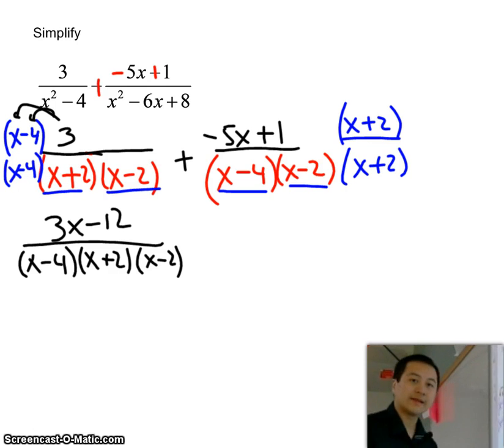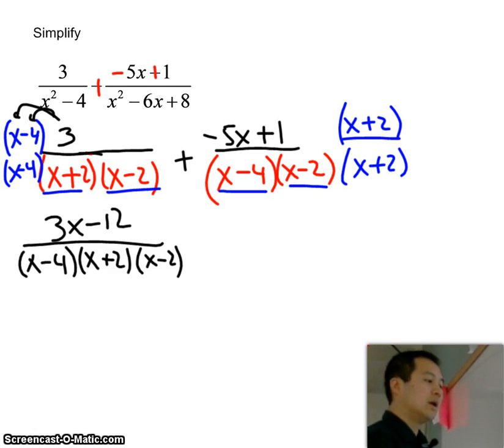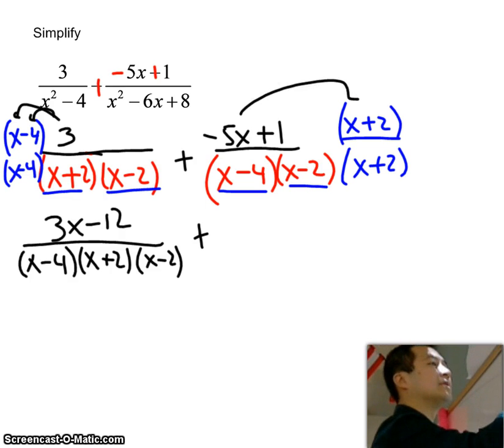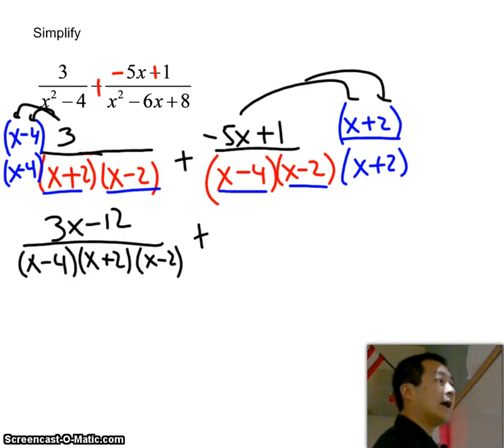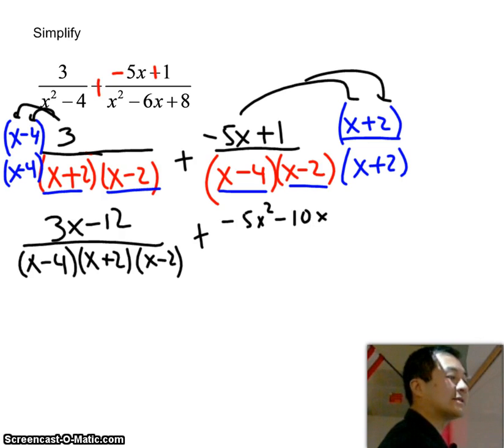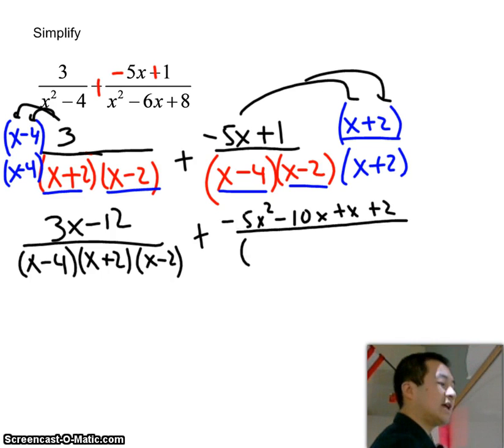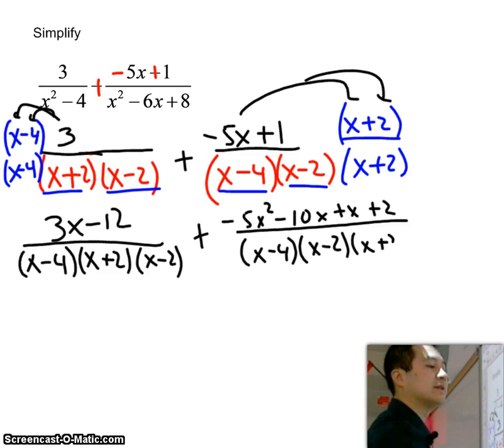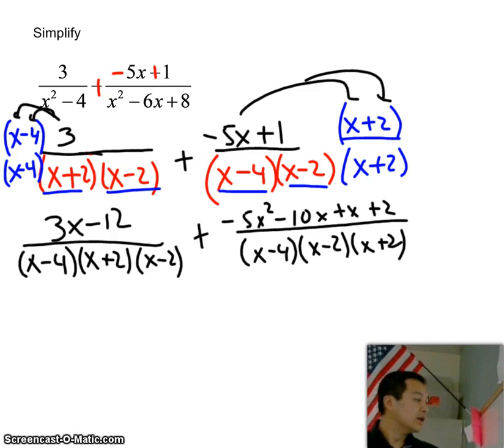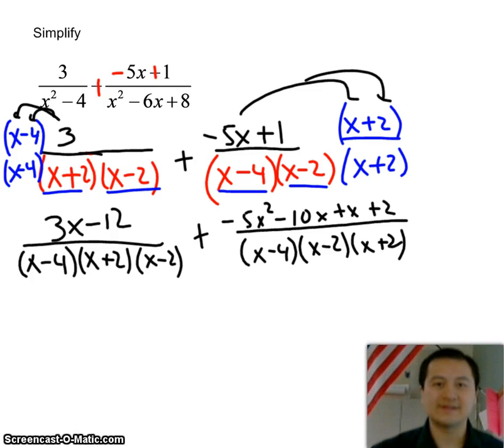Do I have to multiply the denominator out? You don't have to. Actually, I prefer you don't. Over here, distribute. This becomes negative 5x squared minus 10x. Now the 1 plus x plus 2. The bottom stays the same: x minus 4, x minus 2, x plus 2. Look at this. The denominators are exactly the same.